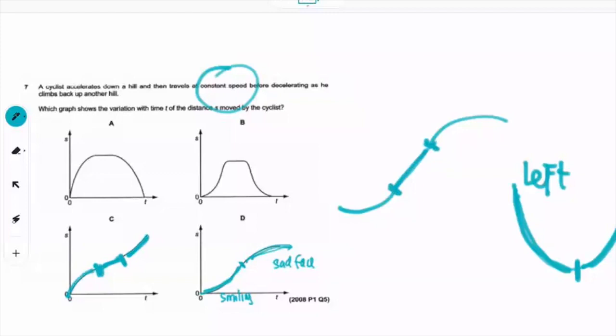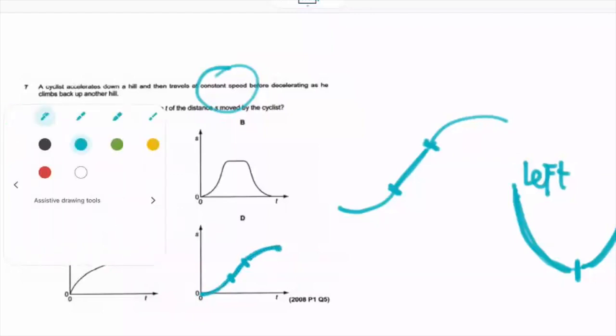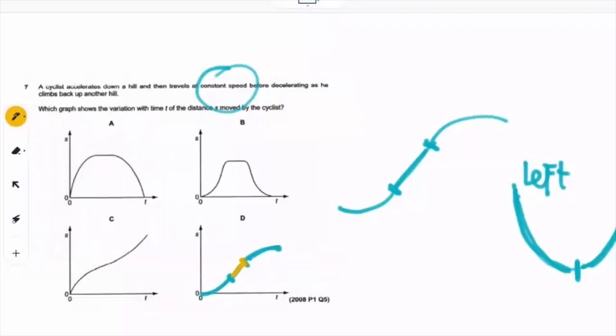But constant speed, isn't it supposed to be... No. I think they just never draw correctly. Because C is wrong, right? C starts off by... Oh, yeah. They just never draw correct. Oh, yeah, it's D. Answer is wrong. We are right. Yeah, like this. So this is the constant speed. Constant speed means straight line like this.